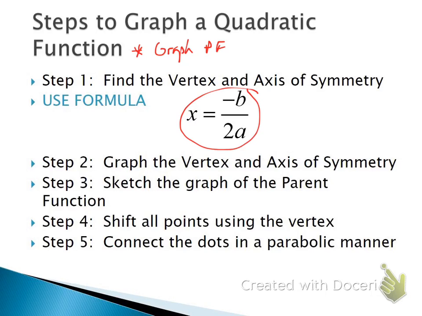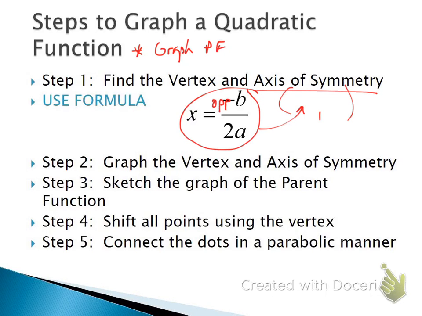Now, opposite b over 2a, so we're going to take the opposite of whatever b is and divide it by 2 times a. That'll give us two things. That'll give us the x-coordinate of our vertex, and it will give us our equation for the axis of symmetry. Remember, the axis of symmetry is a vertical line. It needs an equation, and this x equals opposite b over 2a will give us that equation. Once you have the x-coordinate for the vertex, then you can plug that into the function and find the y-coordinate, and we'll have some idea of how our parent function shifts.